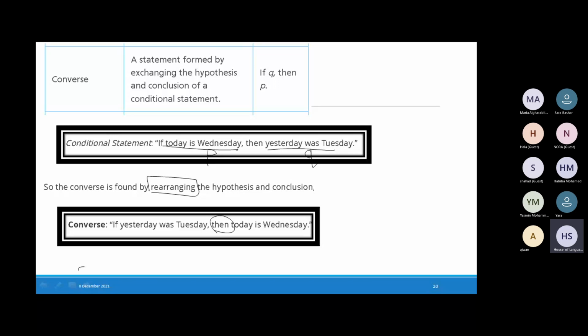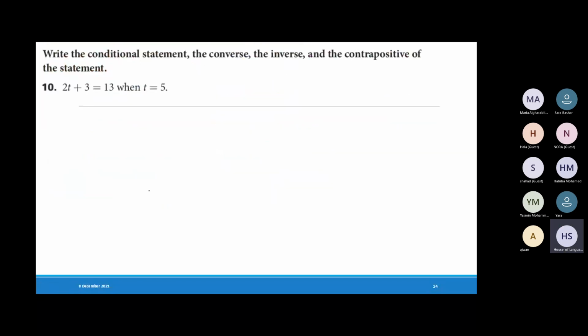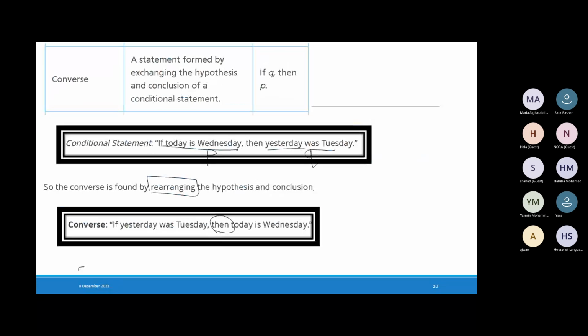But teacher, if they give us a question, how is it? The question comes like here. Later on, I will give you more examples. Like here, if 2 plus 3 is 13, when t is 5, this is conditional. I will ask you to write the converse, the inverse, and the contrapositive. For the converse, what do you have to do? You have to exchange the orders. This is the meaning of converse: you exchange the order.